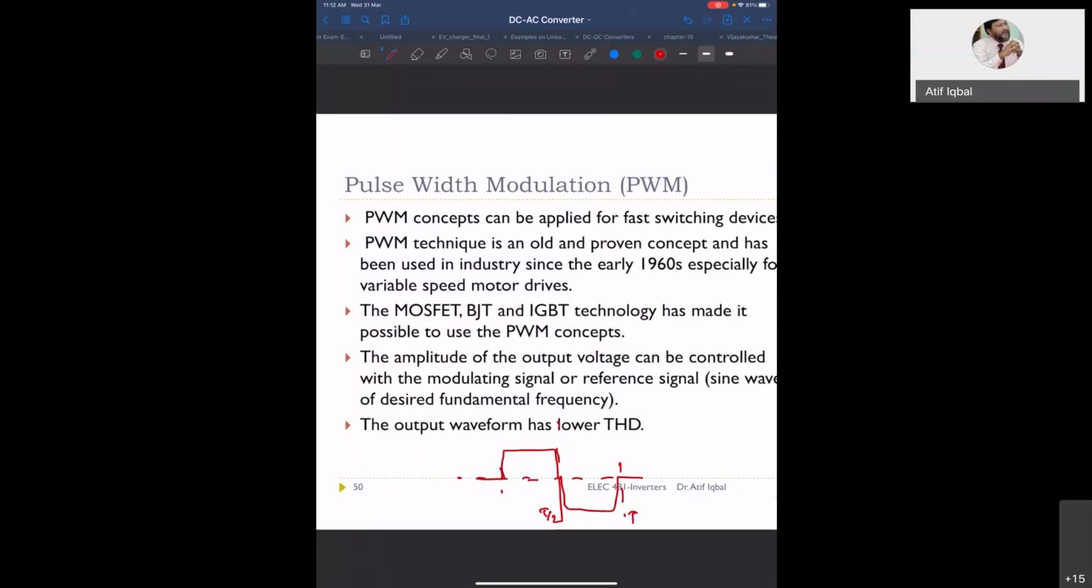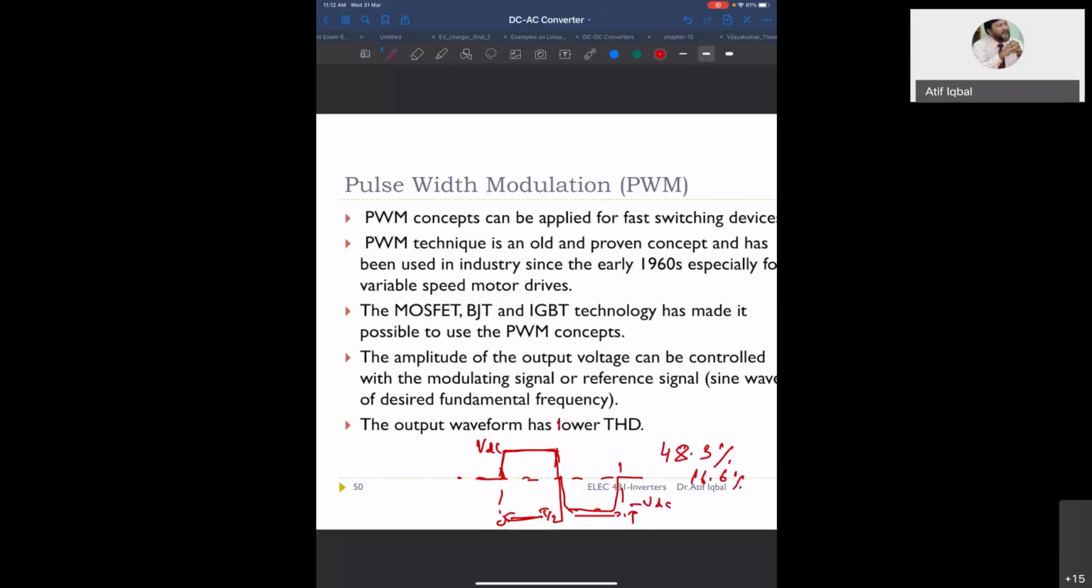In the total period, you have only 2 pulses: one is the positive VDC and the other is the negative VDC. This is what you get in the output. This is a square wave, and you see that the total harmonic distortion is very high: 48.3% in the voltage and 16.6% in the current.